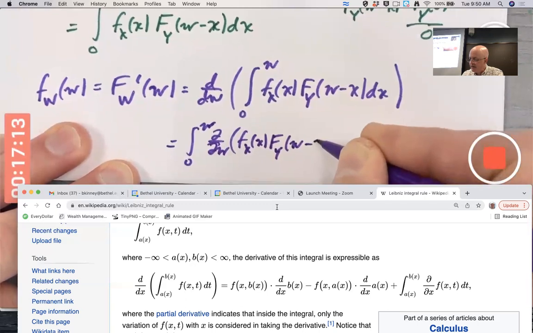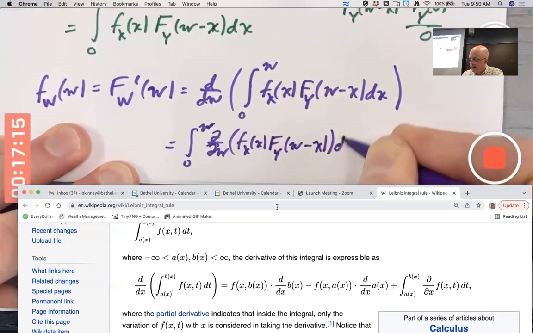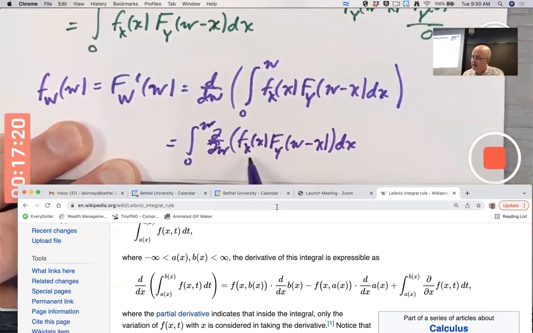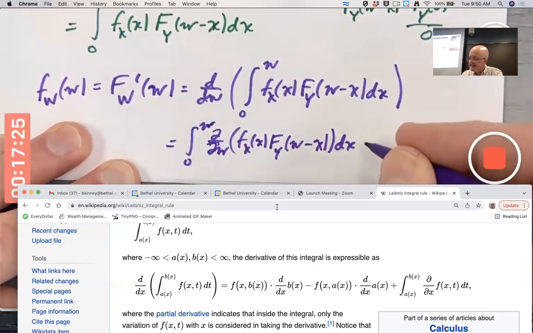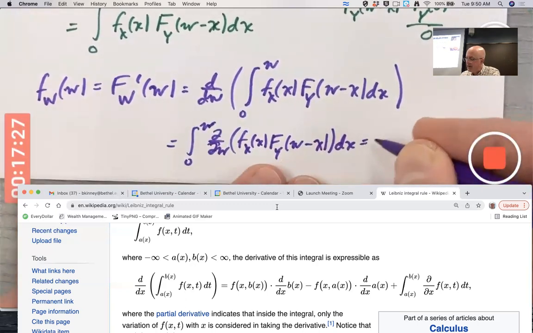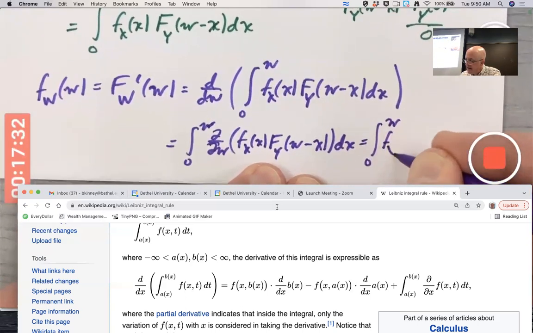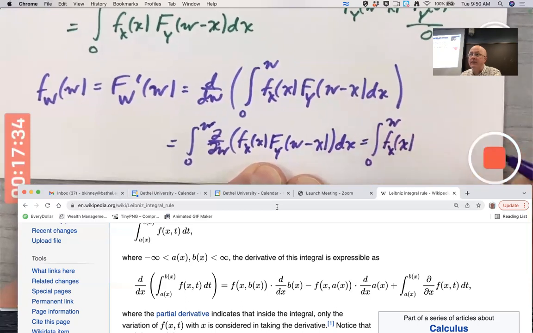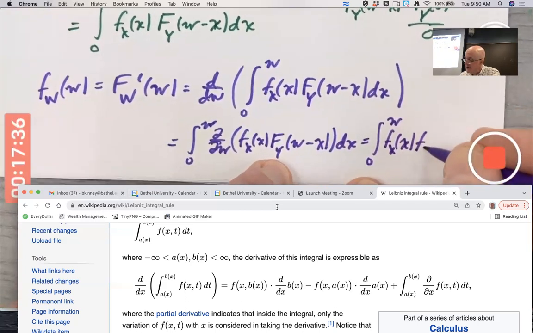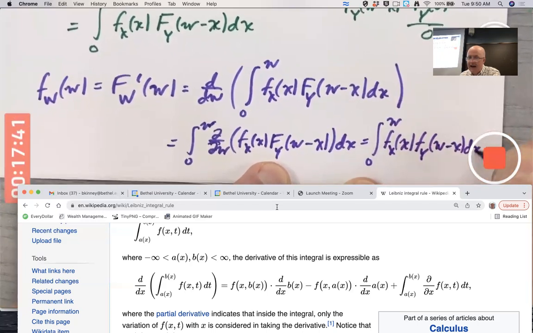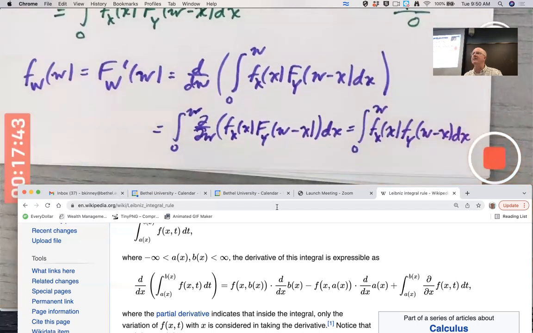However, the W only appears in the second factor there. This first factor is a constant with respect to W. Differentiated with respect to W, it stays as is. So we really just end up differentiating capital F. And that, of course, is little f. And that thing right there, that's the convolution formula in this situation.